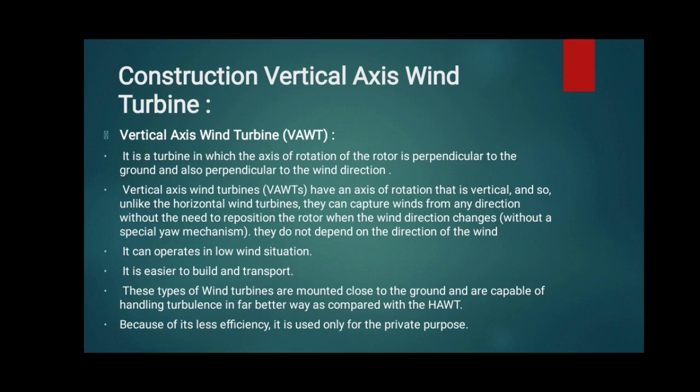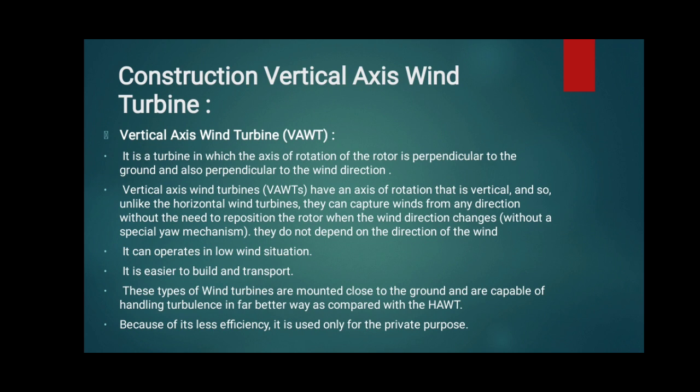It is a turbine in which the axis rotation of the rotor is perpendicular to the ground and also perpendicular to the wind direction. Vertical axis wind turbines have an axis of rotation that is vertical, and so unlike the horizontal wind turbines, they can capture wind from any direction without the need to reposition the rotor when the wind direction changes. They do not depend on the direction of the wind. It can operate in low wind situation. It is easier to build and transport.